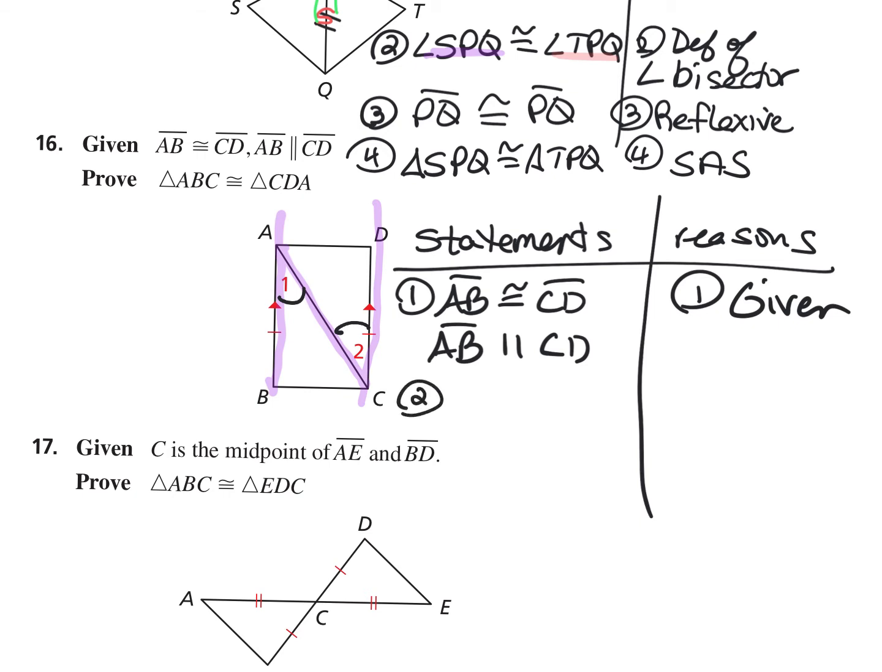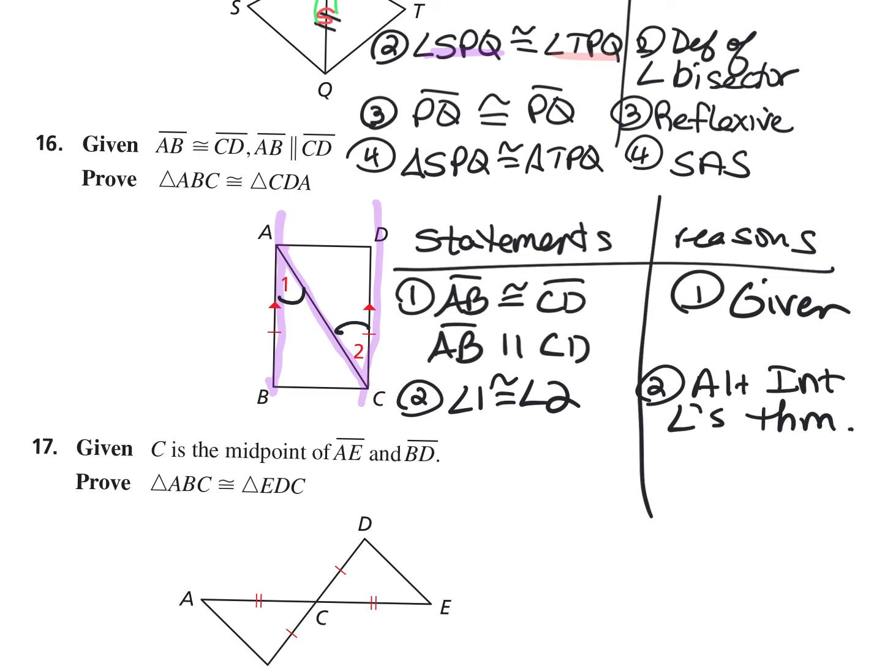It was nice that they labeled it with a 1 and a 2. Otherwise, I would have had to label it with 3 letters. I would have had to call it BAC, congruent to DCA, or in reverse. So instead, I'm just going to say angle 1, congruent to angle 2. And the reason here is the alternate interior angles theorem. Now remember, when you're trying to prove lines parallel, it's the alternate interior angles converse.